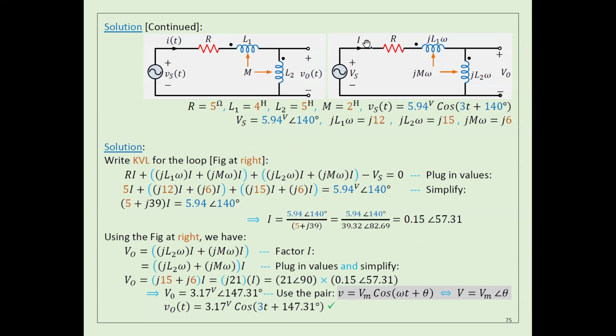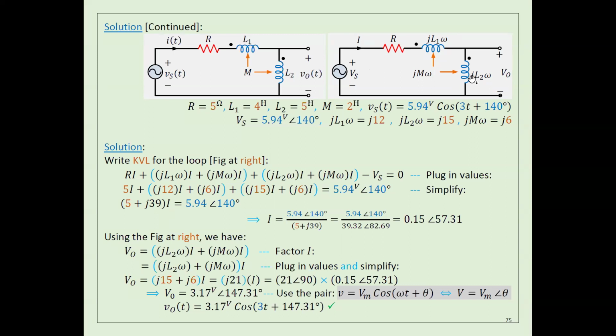Okay, so I'm going to work on the complex domain here. VS should equal the voltage drop across R, which is I times R, plus the voltage drop here, for which I already have a formula, and also plus the voltage drop here.